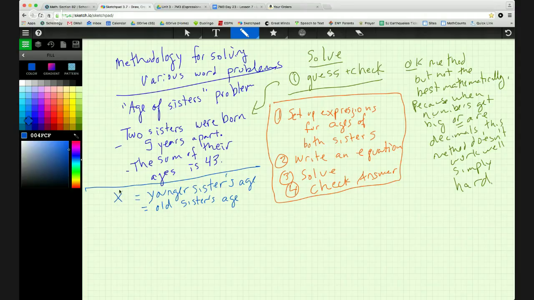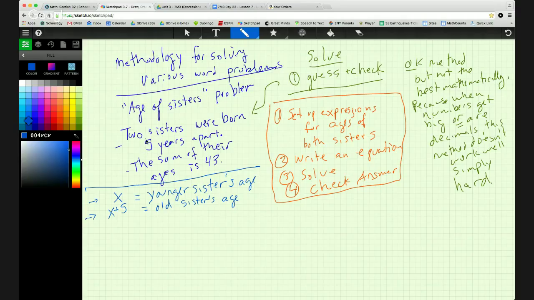So that would be whatever the younger sister is, plus 5 is how old the older sister must be. And so this is the whole key to every problem we're going to solve today, and every problem that you're going to solve that's going to be like the age of sisters problem. You're going to declare one age to be a variable, and then you're going to figure out, well, if that person is this old, then the other person is this amount older or younger, based on an expression. So now what we have is two expressions that represent their two ages.